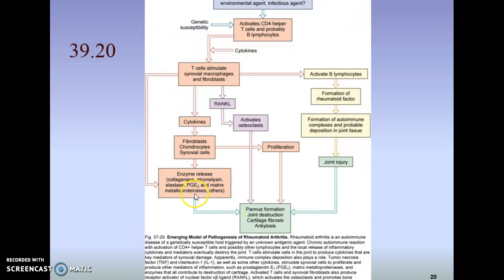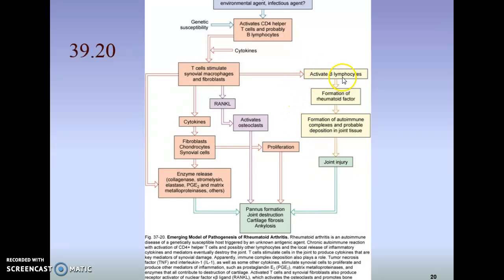All of these components are going to lead to the pannus formation, help with the joint destruction, that cartilage fibrosis, the ankylosis. The T cells, the macrophages, fibroblasts, you have what's called RANKL that is released. The RANKL is going to activate osteoclasts. All right, again, furthering this joint destruction.